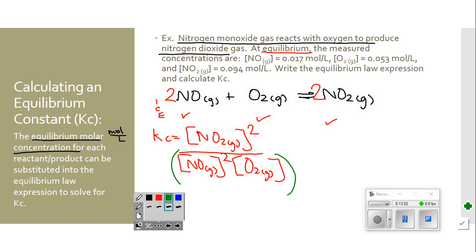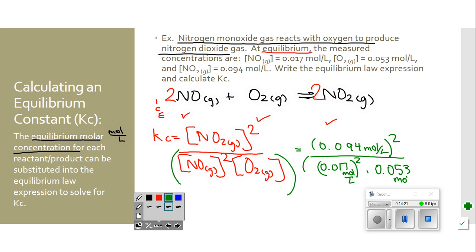Super important that those terms on the bottom all get put together before we divide them. So when I substitute numbers into the expression, I would have 0.094 moles per liter squared divided by 0.017 moles per liter squared times 0.053 moles per liter.